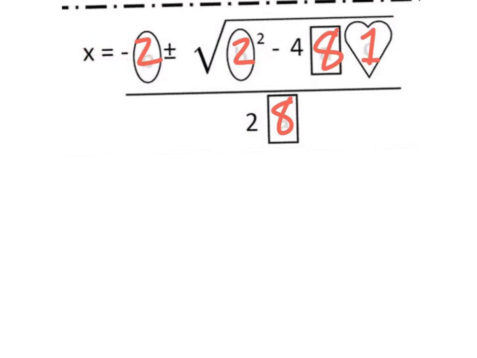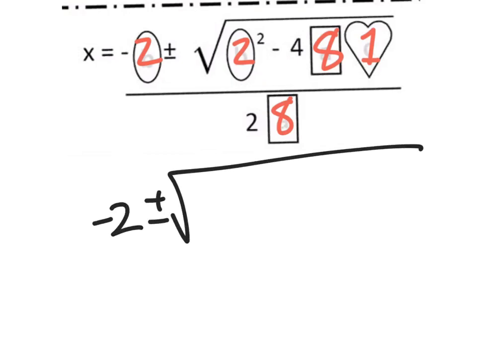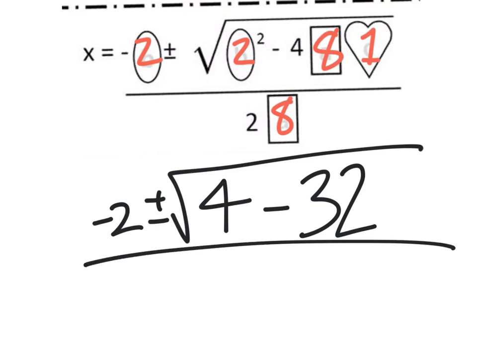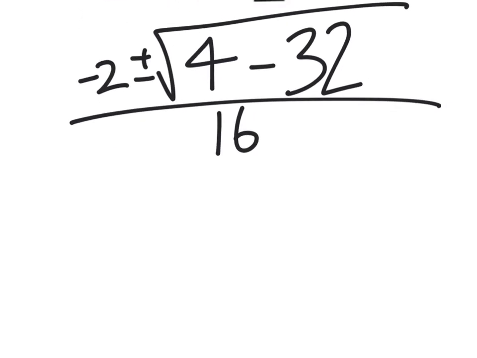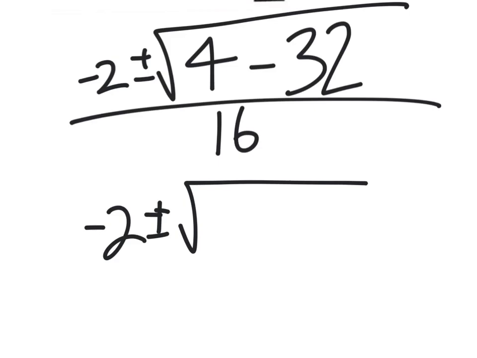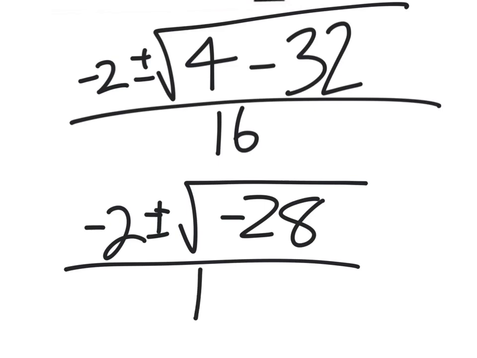All right, so negative times 2 is going to simplify to -2 plus or minus the square root of what? 2 squared is going to give us, of course, 4 minus 4 times 8 times 1, which is 32. Beautiful. And then 2 times 8, of course, is 16. The whole thing is over 16. Let's continue. I'm going to rewrite -2 plus or minus 4 minus 32, which is -28. And again, the whole thing is over 16.